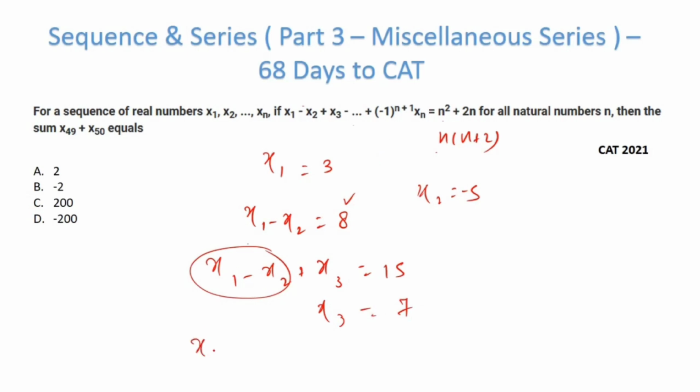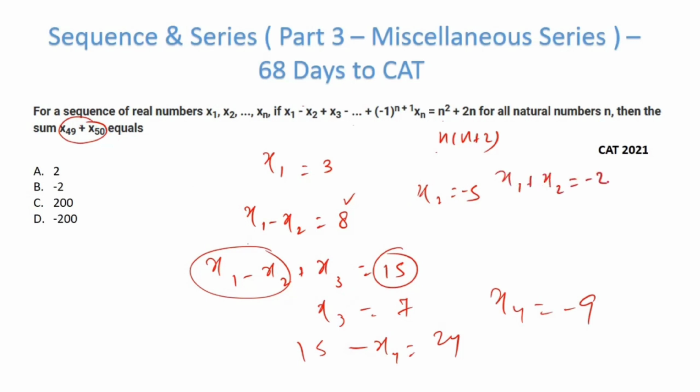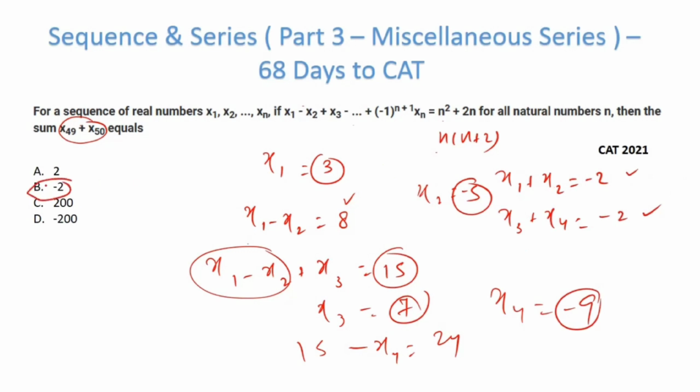Now if I take 4, x1 minus x2 plus x3 minus x4 is equal to 4 into 6, 24. So this is 15, we know this. So x4 is equal to minus 9. So what's the pattern now? I have to find out 49 plus 50. If you've seen the pattern, x1 plus x2 is equal to 3 plus minus 5, which is minus 2. x3 plus x4 is equal to 7 plus minus 9. So the pattern is quite clear. The answer is minus 2.